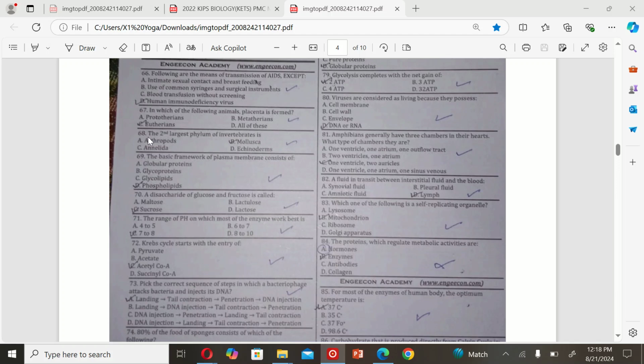The next MCQ is: the second largest phylum of invertebrates is A. Arthropoda, B. Mollusca, C. Annelida. So the correct option is B.